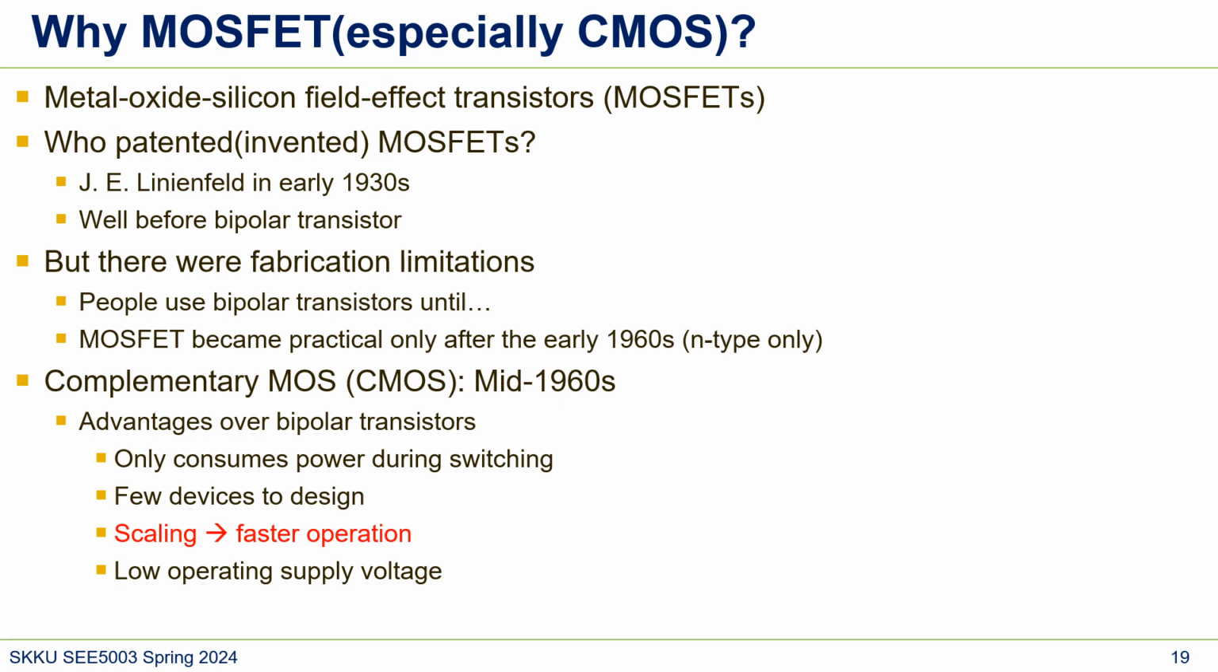We will cover why they use C. Basically, they use complementary because there are P and N types, so they're kind of opposite. The advantage of CMOS over bipolar transistors is that it only consumes power during switching, which means it has low steady current and steady power consumption. We'll cover it more in later lectures. And then the Razavi book says it requires fewer devices to design a certain function, a certain block.